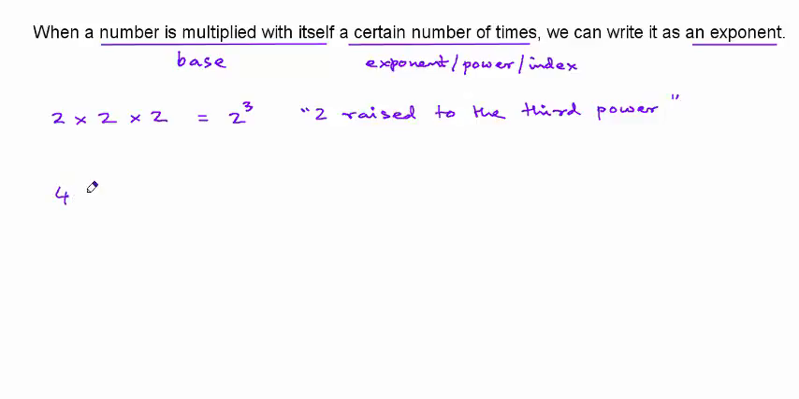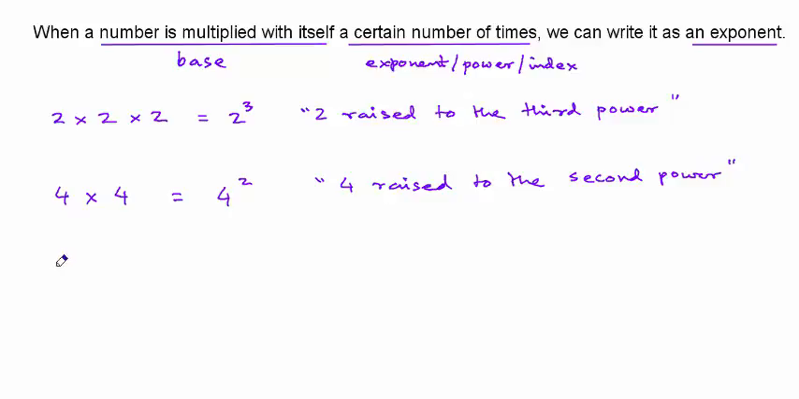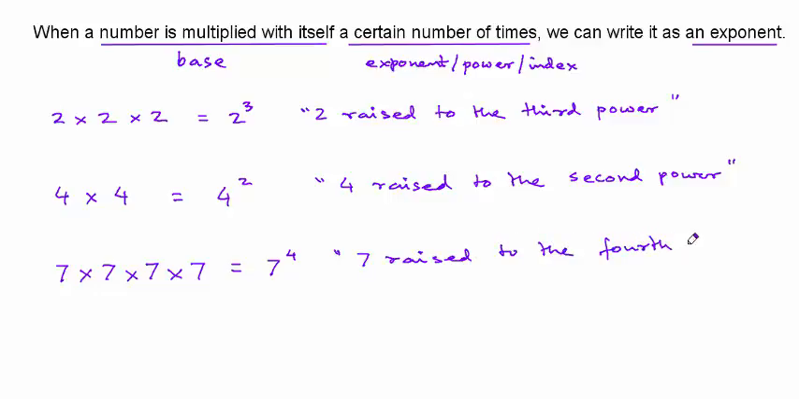Similarly, when 4 multiplies with itself 2 times, we call that 4 raised to the second power. And when 7 multiplies with itself, let's say 4 times, we have 7 raised to the fourth power.